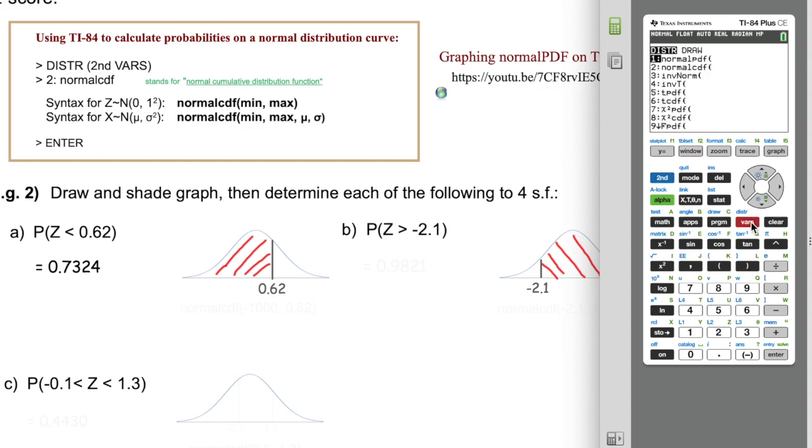Now with the latest operating system, we go to second function vars and then normal CDF. We start from negative 2.1 according to our diagram. And then we go to a really large number. I don't know, just pick a really random large number, okay? We're using the standard normal distribution, so those stay the same.